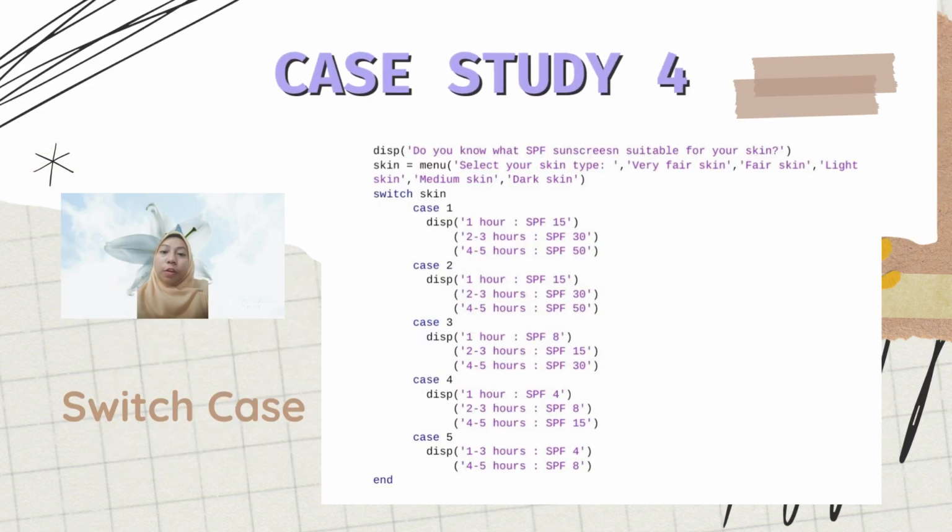Lastly, for our fourth study case for our mini project, we made a switch case menu to make it easy for us to see the type of skin that people have and the SPF which is suitable for their skin by clicking one of the options below. So I have provided a video recording of the Matlab run for this coding.